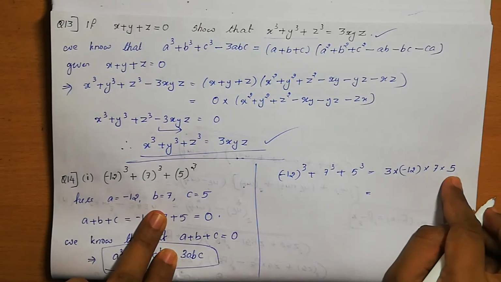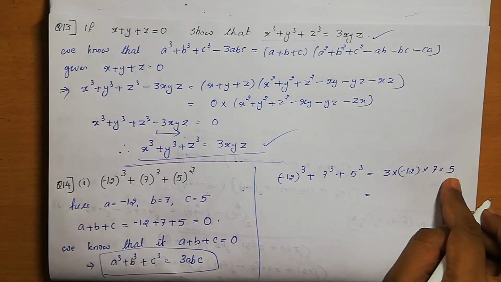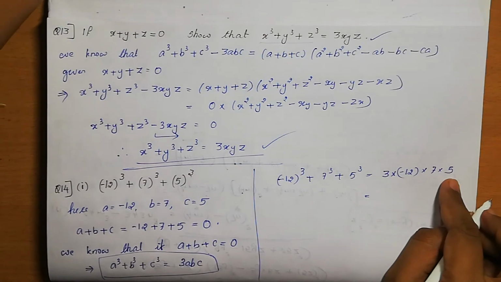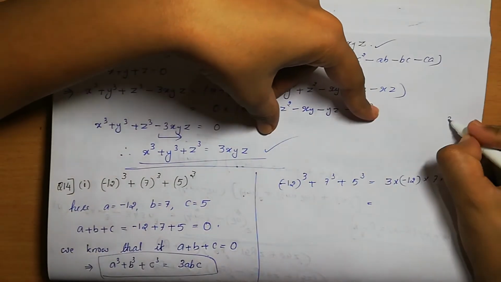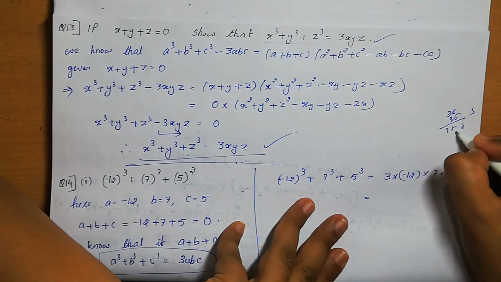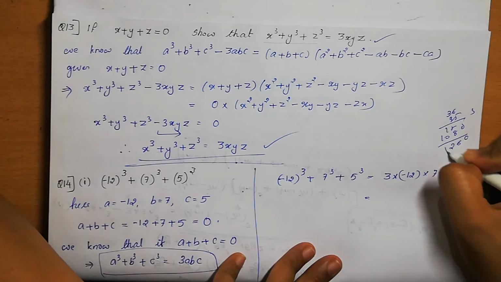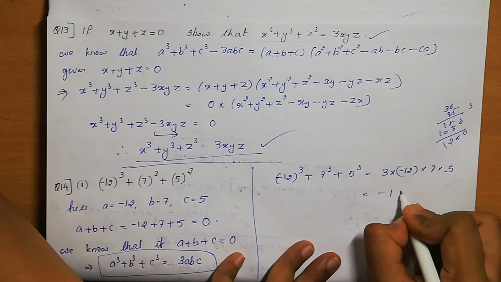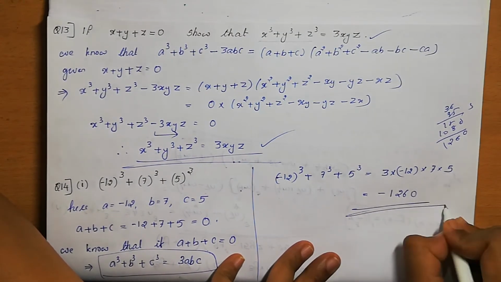7 5s are 35. 35 into 3, then 36 into 35, we need to multiply. So minus 1260 is the answer.